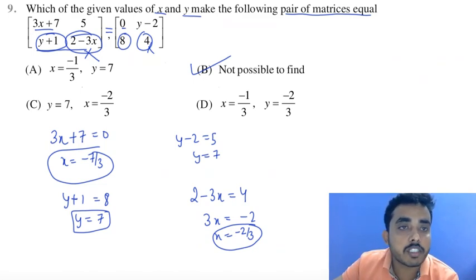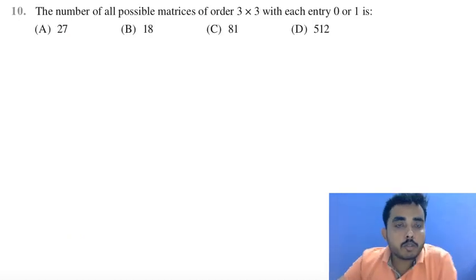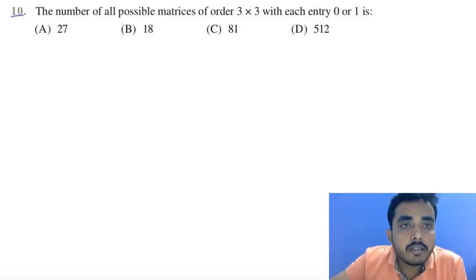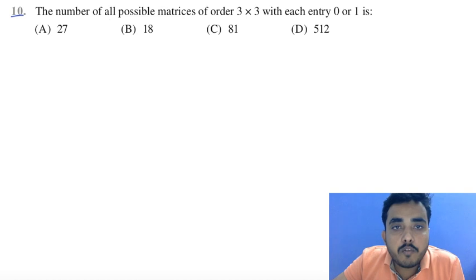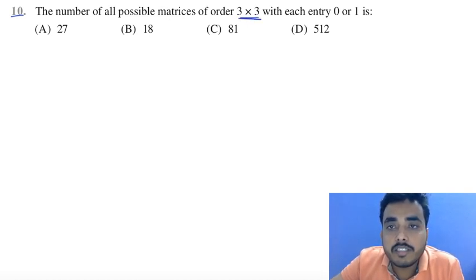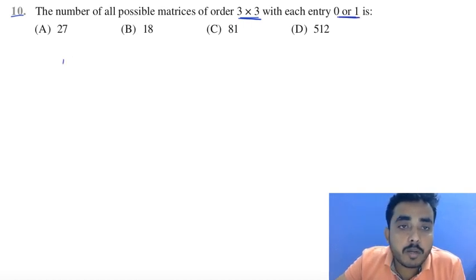Now let's move to question number 10. So students, here is question number 10, in which we need the number of all possible matrices of order 3 cross 3 with each entry 0 or 1. Now what do we have? Any matrix of 3 by 3.